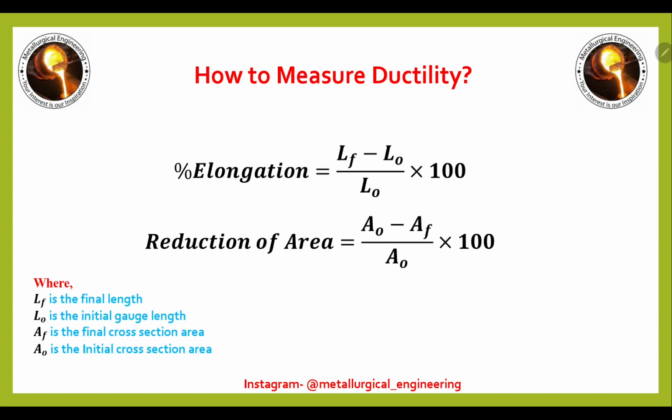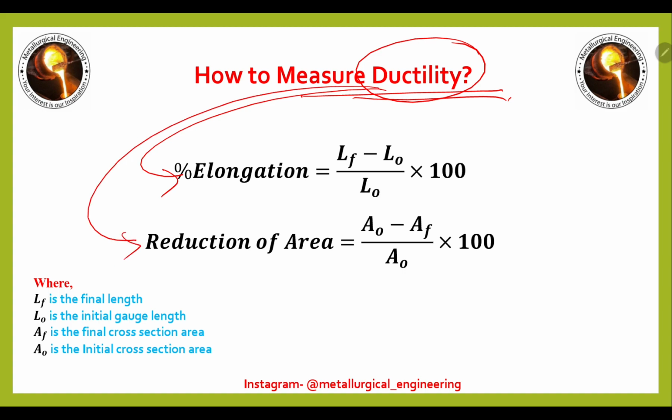Okay, now we will see how to measure or calculate ductility. So what is ductility? It can be defined in two ways: percentage elongation, or reduction in area. In the case of percentage elongation, you take the final length and the initial length. The final length minus the initial length, divided by the initial length and multiplied by 100, gives the percentage elongation of any metal, which is called the ductility of that metal.